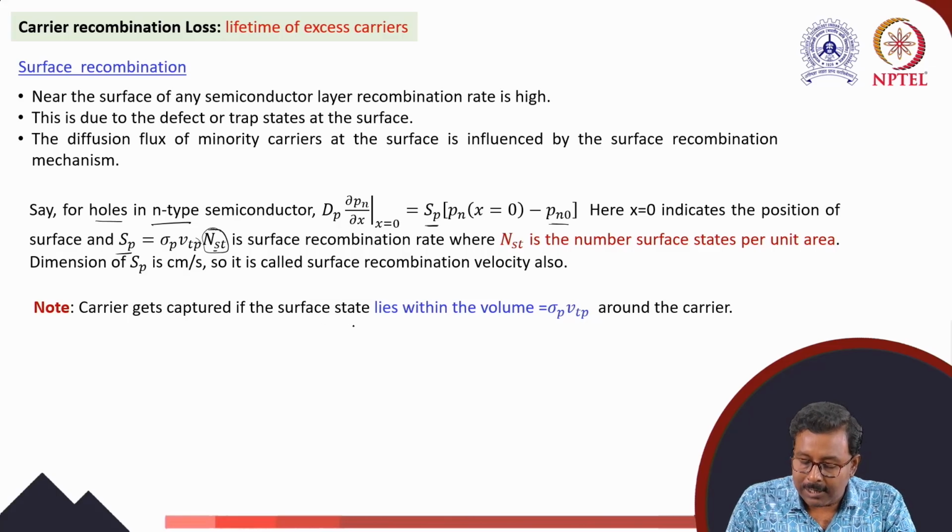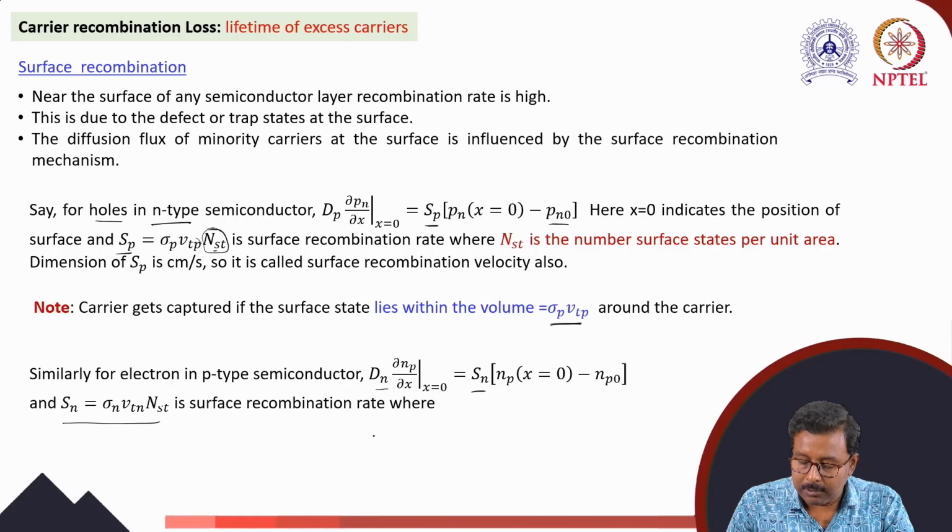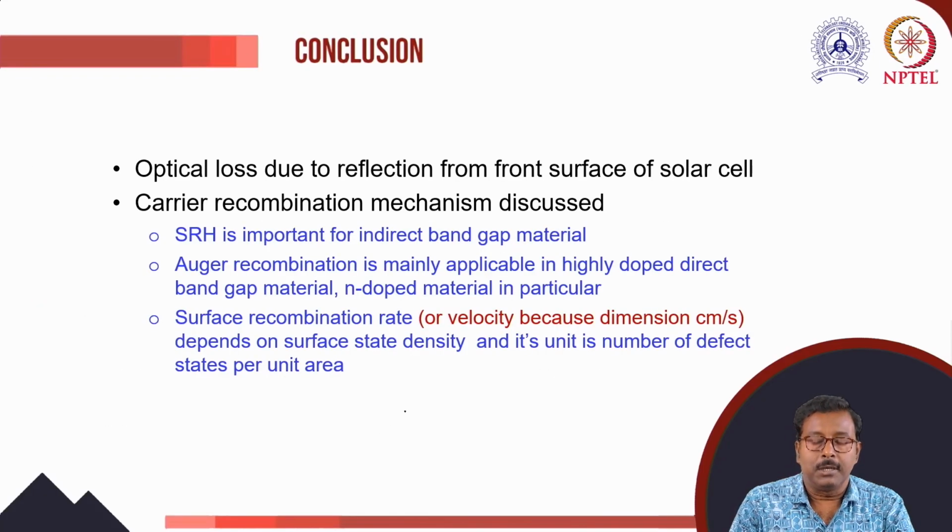A carrier gets captured at the surface state which lies within the volume sigma p times v times tau p around the carrier. Similarly, for electrons in a p-type semiconductor, it is opposite: Dn del np by del x at x equal to 0 will be Sn into np at position x equal to 0 minus np0. Sn is the surface recombination velocity for electrons in a p-type semiconductor.